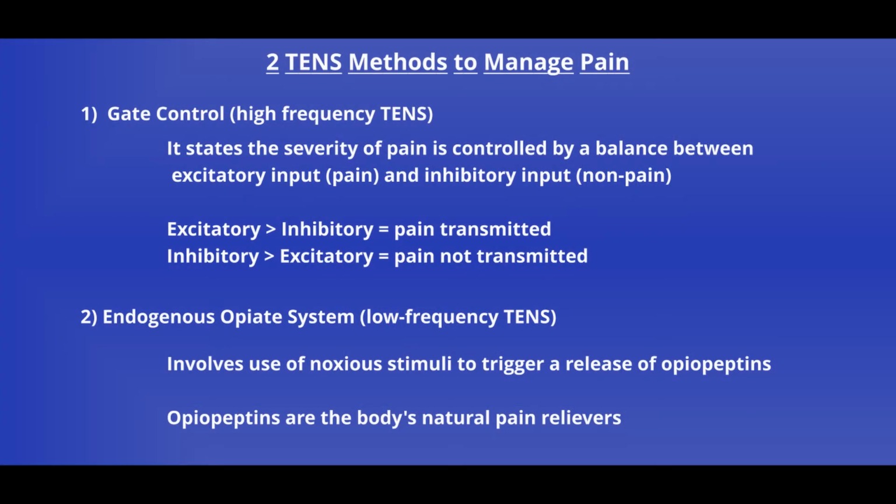High-frequency TENS uses the gate control theory to modulate pain level. It uses stimulation of the peripheral sensory neurons to help increase the amount of inhibitory input sent to the spinal cord. The addition of inhibitory input helps modulate or decrease the pain level.